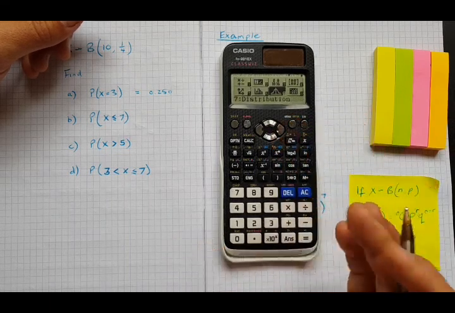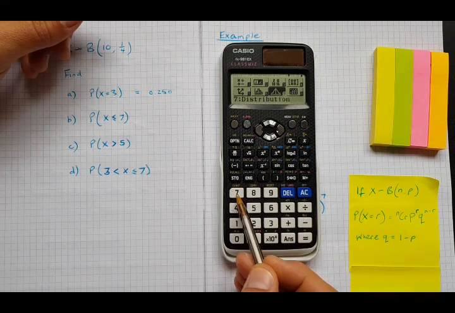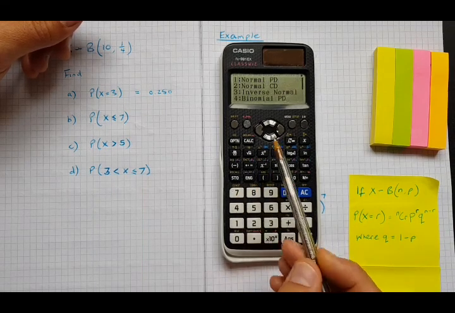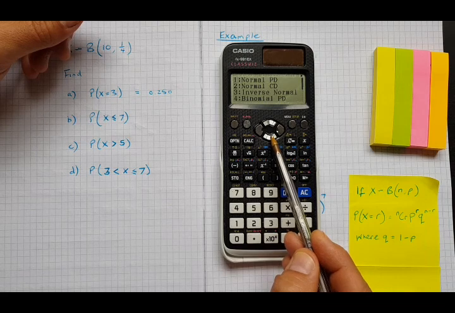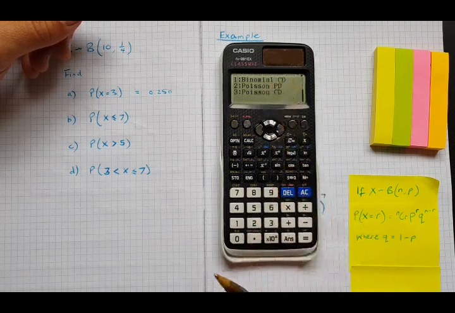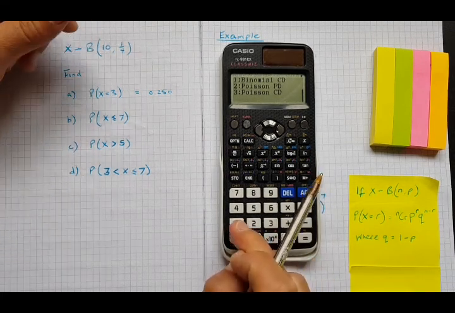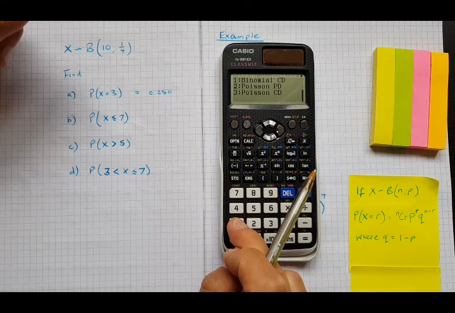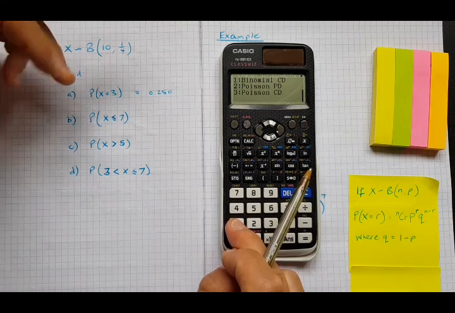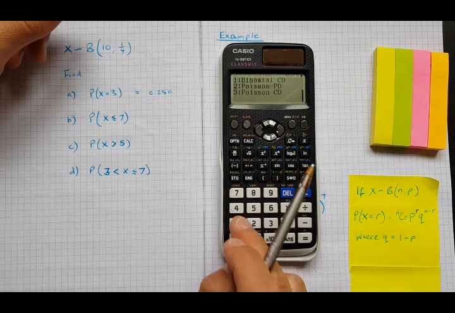So just going back to the menu, just so you can see where this comes from. It's number 7, distribution again. And this time we need to use the down arrow and go to binomial CD. C stands for cumulative because this essentially is adding probabilities. We need to add the probability that we get 0 pinks, 1 pink, 2 pink, all the way up to 7 pinks. So binomial CD.